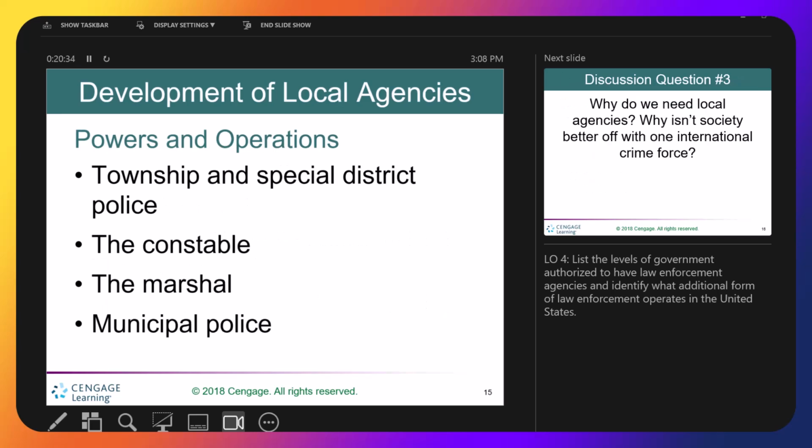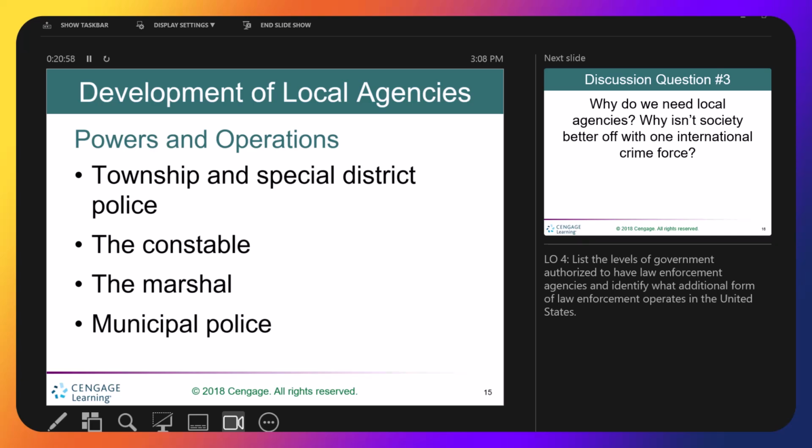Powers and operations. So you have townships and special district police. This is where you have a township, a little small town that might be a town of 2,500 people. But you know what? They say that we're going to have a special district out here and we're going to have police. And so they hire police to come and work in their area.